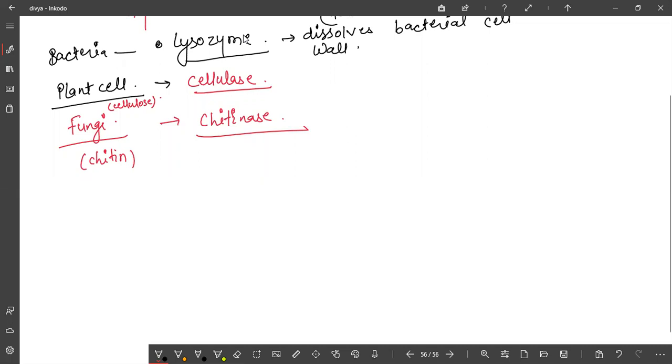Okay, so these are the enzymes, and this comes under what? Lysing enzymes. So what are the lysing enzymes? Lysozyme, then cellulase, and chitinase. Okay. Next, cleaving enzyme.